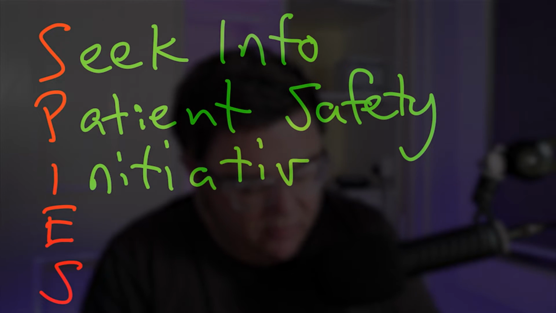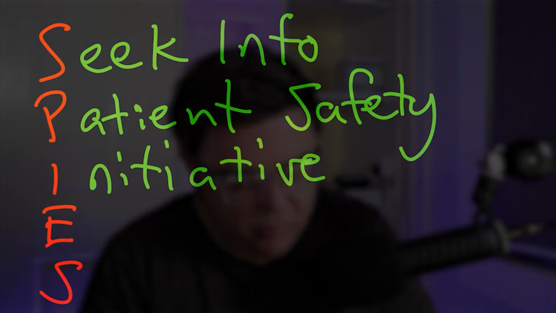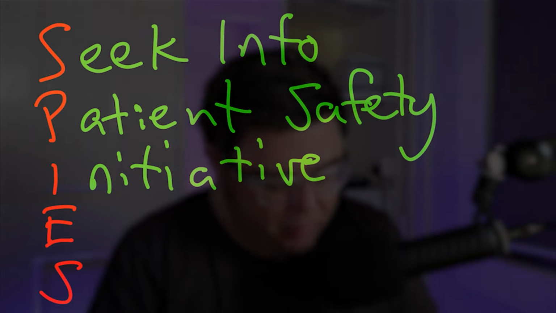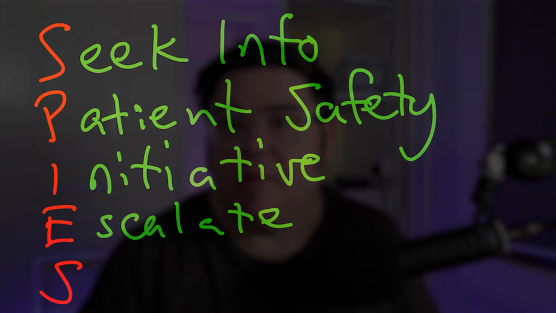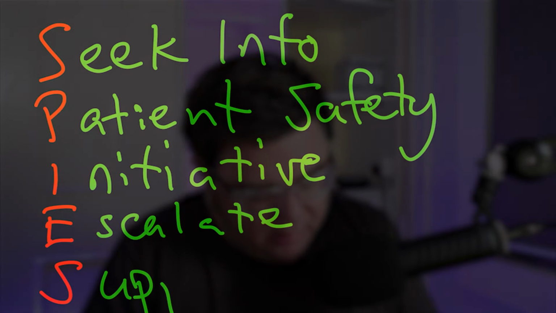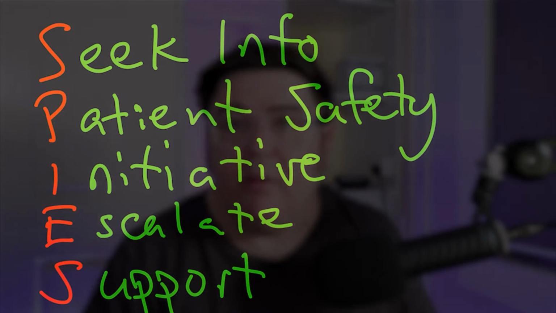Our I is for initiative, i.e. things that you will do to solve the dilemma, the problem. E is for escalate, so bringing it to other people's attention, particularly more senior people. And our second S is for support, so a reminder that rarely do these scenarios get dealt with immediately, and often we need to check back in and make sure people are doing okay along the way. So let's break that down.